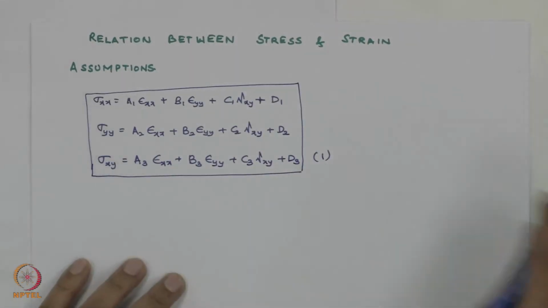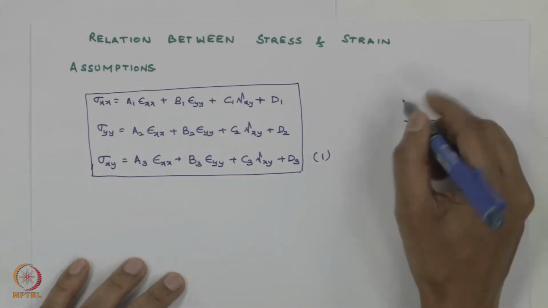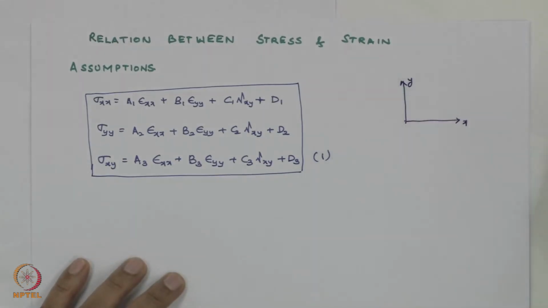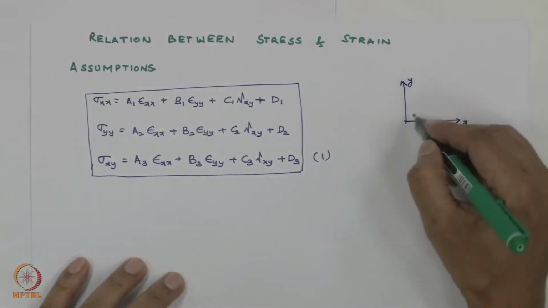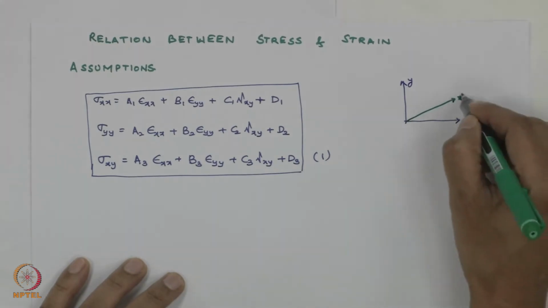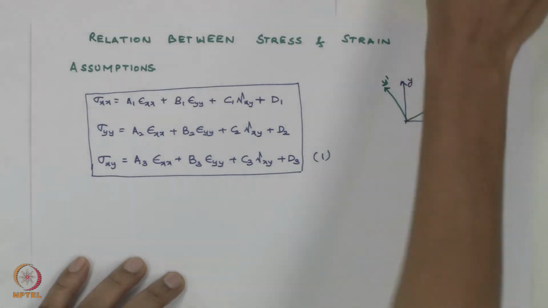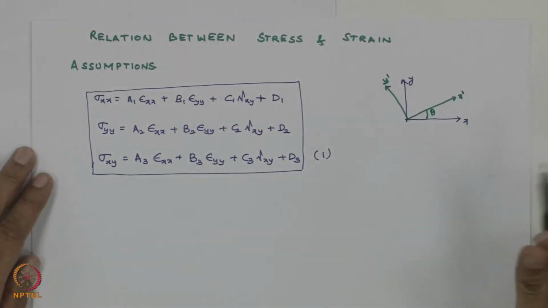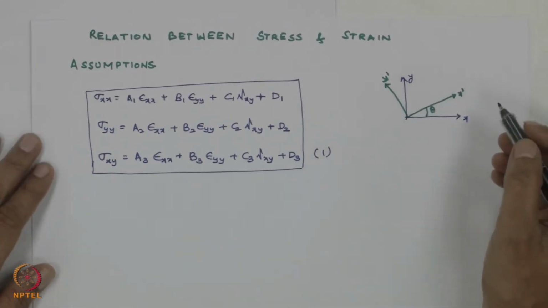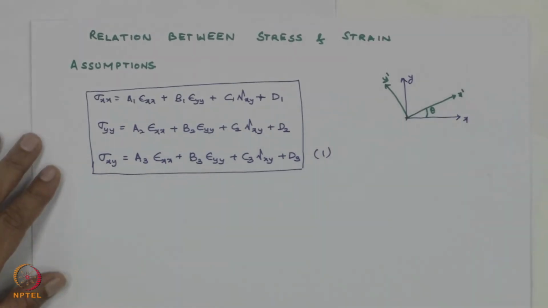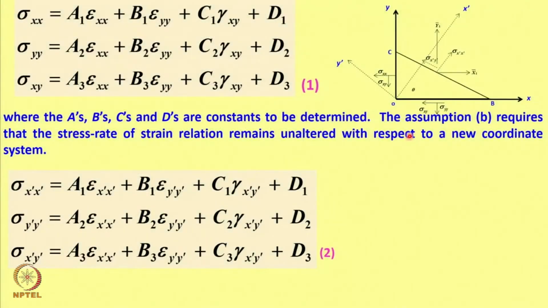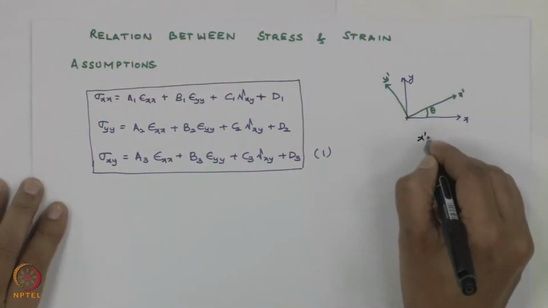Now, this has been done with x and y as my coordinate system. Let us say I rotate this coordinate system to x prime and y prime, with theta being the angle between the old and the new coordinate systems. So now what will happen? If you get back to slides, you will see that assumption B says that the stress and strain rate relation remains unaltered with respect to the new coordinate system. Our new coordinate system is x prime y prime.